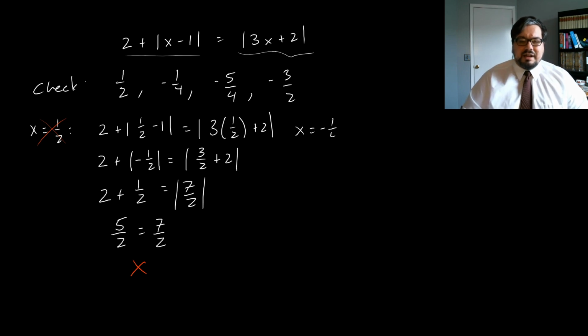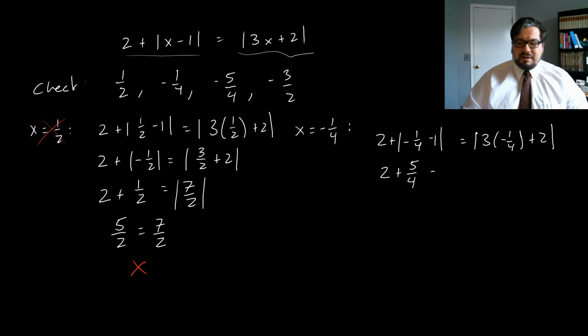Let's check x equals -1/4. We get 2 plus the absolute value of -1/4 minus 1 equals absolute value of 3 times -1/4 plus 2. So -1/4 minus 1 is -5/4, so we get 2 plus 5/4 is equal to, now 3 times -1/4 is -3/4, plus 2 is 5/4, because 2 is 8/4. And the absolute value of 5/4 is 5/4, and this is also clearly not true.